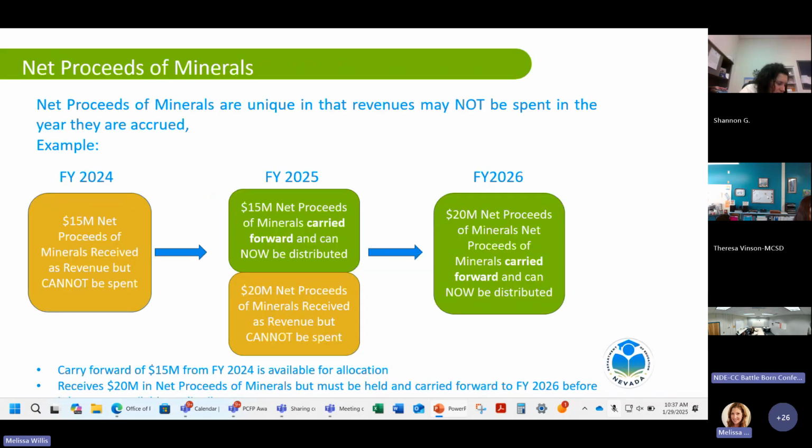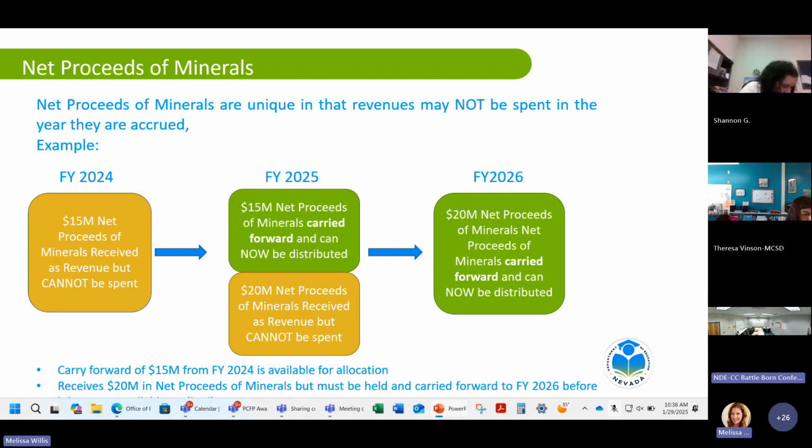And then jumping into net proceeds of minerals. This is a revenue source that works a little bit different than the others. All of our other revenue sources are allocated into that fiscal year and are available to use the year that they're generated. So for instance, hotel tax would be collected and then deposited into the State Education Fund, and then it's available to be dispersed the next month into your monthly payments.